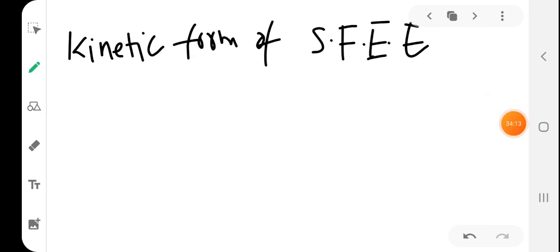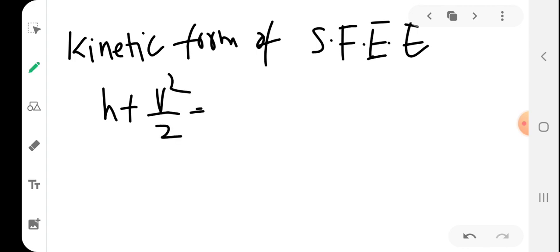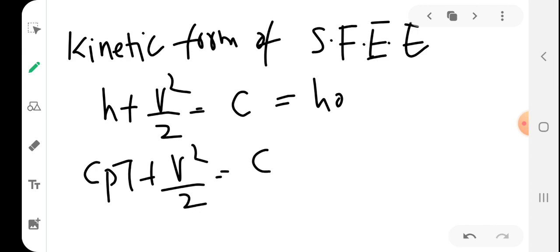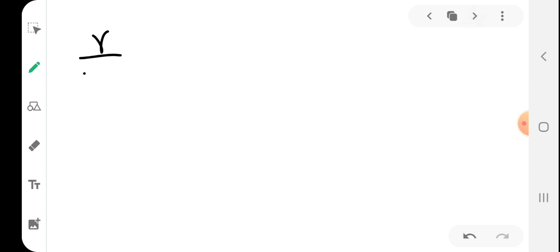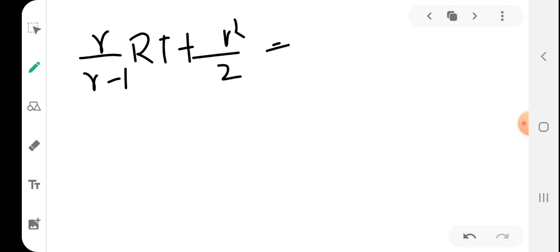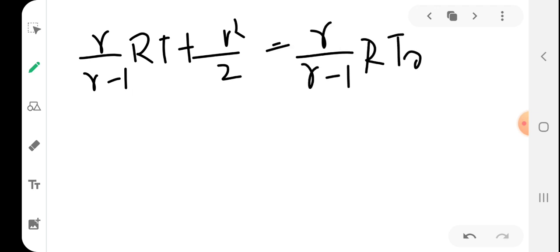So students, now we will learn the concept called the kinetic form of SFEE, the steady flow energy equation. You know the steady flow energy equation, h plus V square by 2 equal to constant, or that constant will be equal to h0, stagnation enthalpy, right? Now this can be written as CpT plus V square by 2 equal to CpT0. Now I am substituting for Cp with Cp equal to gamma by gamma minus 1 into R, so gamma by gamma minus 1 into RT plus V square by 2 will be equal to gamma by gamma minus 1 into RT0, right?